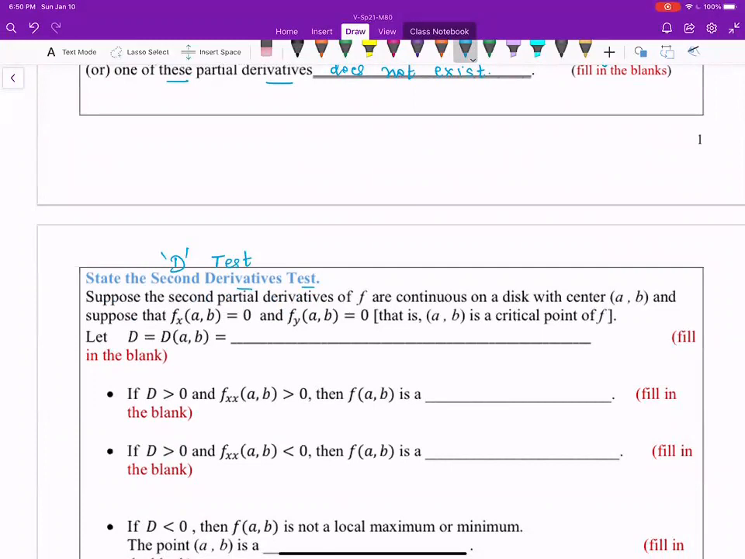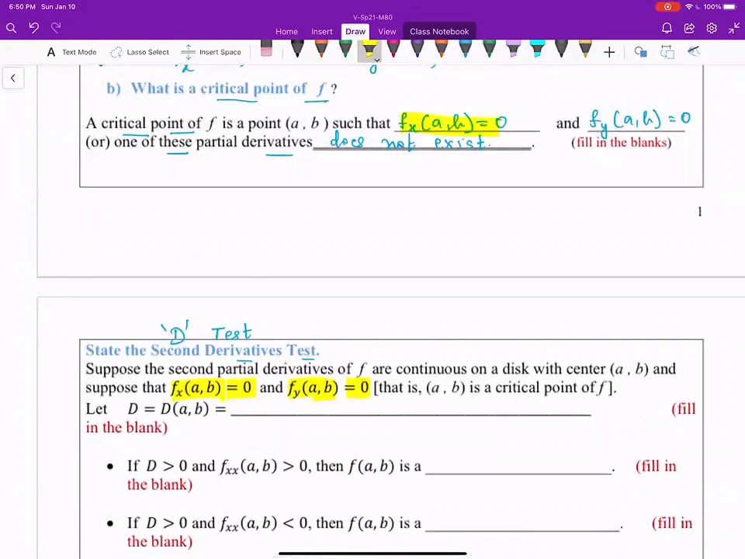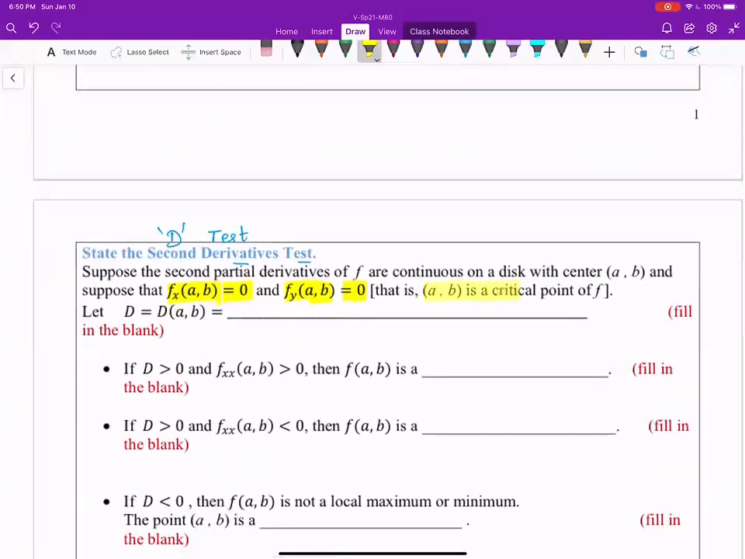Suppose the second partial derivatives of f are continuous on a disk with center (a, b), and suppose that the partial derivative with respect to x at (a, b) is equal to 0 and the partial derivative with respect to y is equal to 0. Precisely, we are saying that these two conditions are satisfied. That means the point is a critical point. That is, (a, b) is a critical point of f.